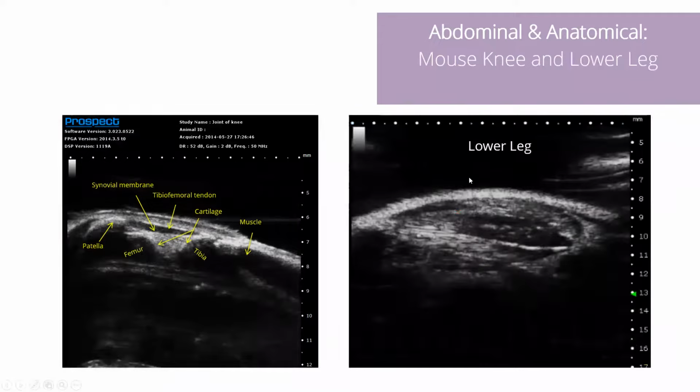Here we're looking at musculoskeletal areas, so the femur, the tibia, the synovial membrane in between them around the knee, muscles. So if you're doing a hind limb ischemia model, you can begin to look at the different muscles using contrast agents again to look at differences in perfusion if you'd like as well.